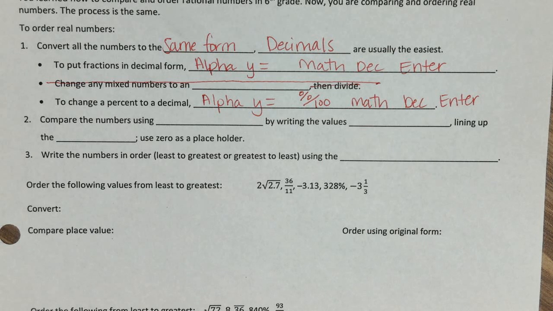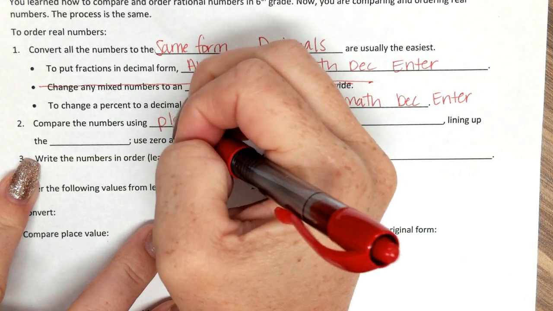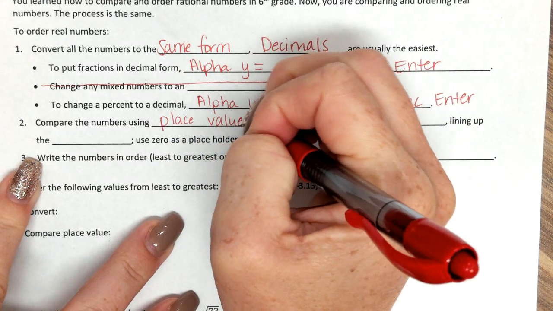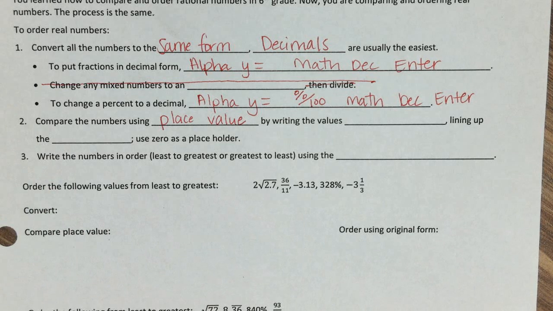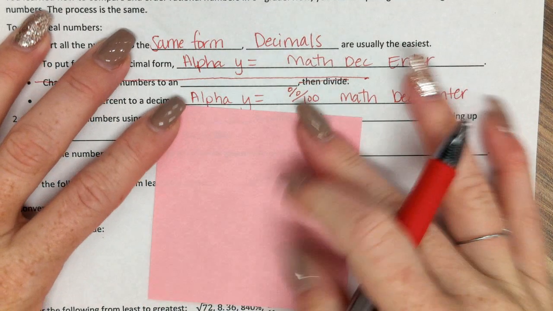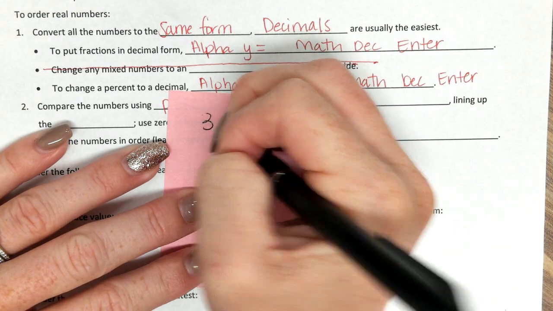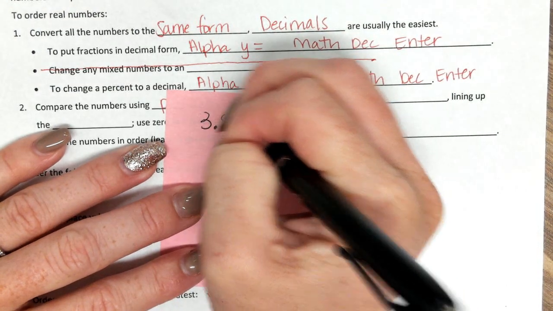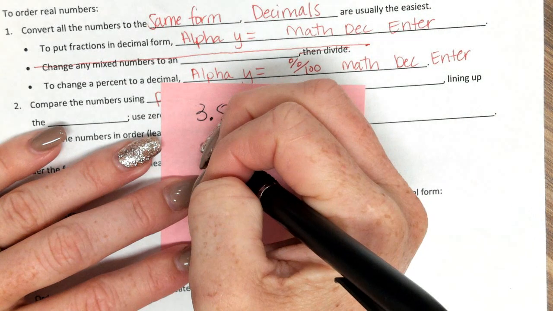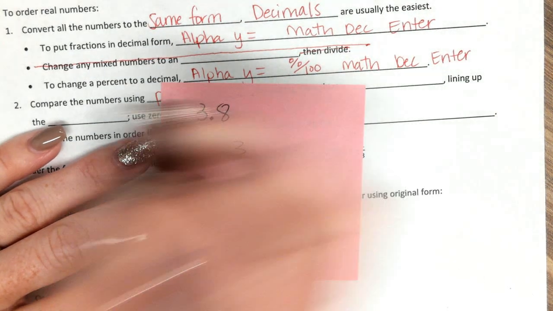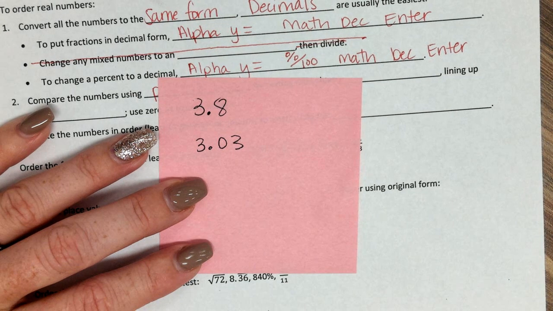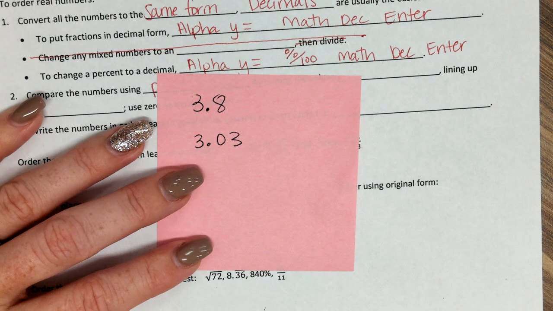It says compare the numbers using place value. And this is super important, especially if you don't round to float 2. Every year I have students who don't understand place value. You don't have to write this down. I'm just going to show you on a sticky note. But they don't understand that like 3.8 is greater than 3.03. Well, I have students who don't understand that.